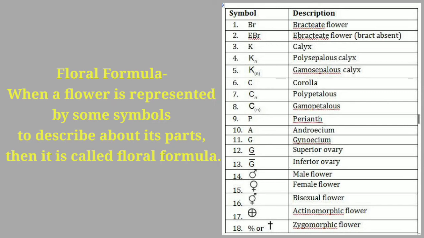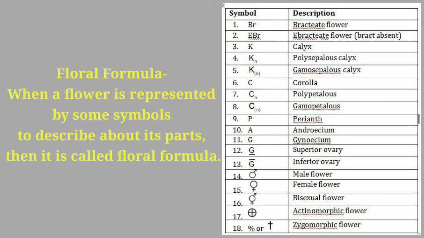After that comes the letter P. P means perianth, which is when the calyx and the corolla are fused with each other. So if a flower possesses a perianth, then we will write P there. A is for androecium. G is for gynoecium.